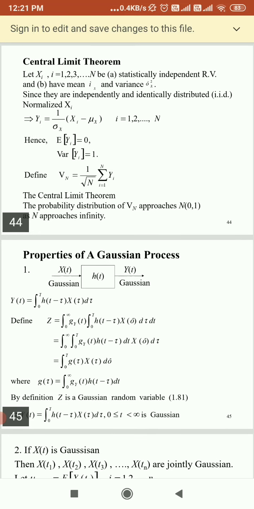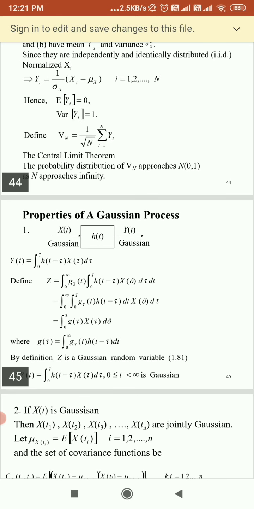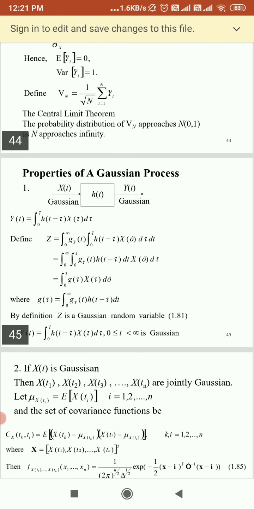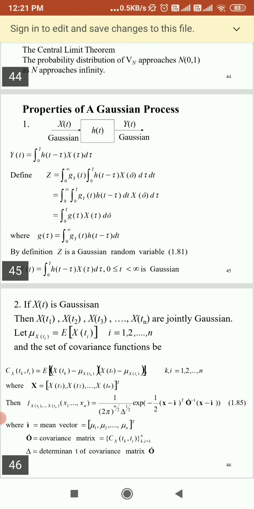So we can take Vn as 1 upon square root of n, summation i equal to 1 up to n Yi. So we can say that as the central limit theorem. Here we can say the probability distribution of Vn approaches N(0, 1) as n approaches infinity. So now we can see some important properties of the Gaussian process, which make analysis of the communication system easier. These are necessary to the study.